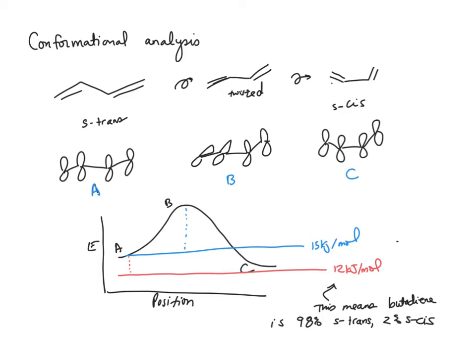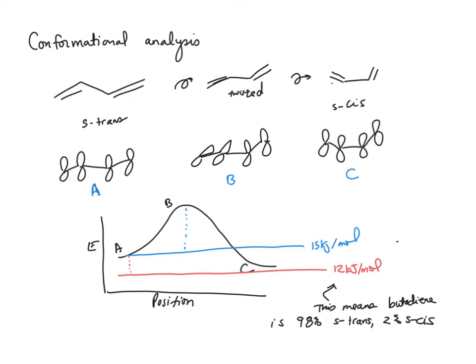The second one is twisted, and twisted is when we are at the peak of the transition state in energy, going from the s-trans to what's called the s-cis, where we've got the alkenes both pointed the same way, toward the same direction. So we know that the twisted conformation B is going to be the highest energy state of these molecules. The molecule is just going through this transition state to get from one conformation to another.